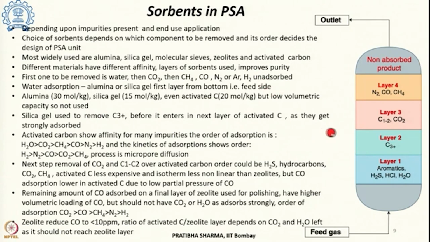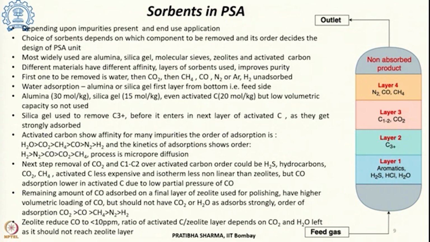So, water is the first impurity that needs to be removed, in layer 1. For this either alumina or silica gel can be used, and even activated carbons can be used for removal of water. The material can also remove aromatics, H2S and HCl.